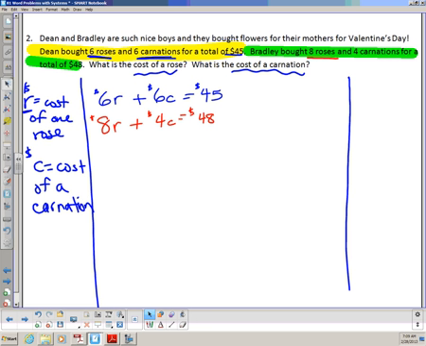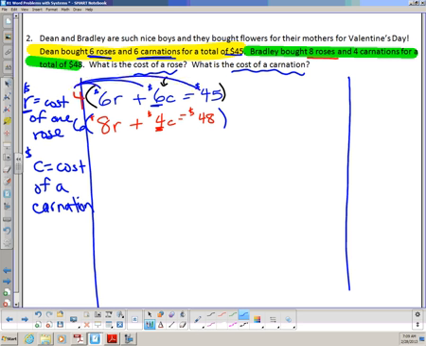Now, we want to find the cost of a rose and the cost of a carnation, and I hope you see that we get a very nice system of equations. So what I would like to do is eliminate one of the variables. So I'm going to eliminate C. I'm going to multiply the top equation by the 4 in front of the C on the bottom, and I'll multiply the bottom equation by 6 from the top. And we're going to distribute.